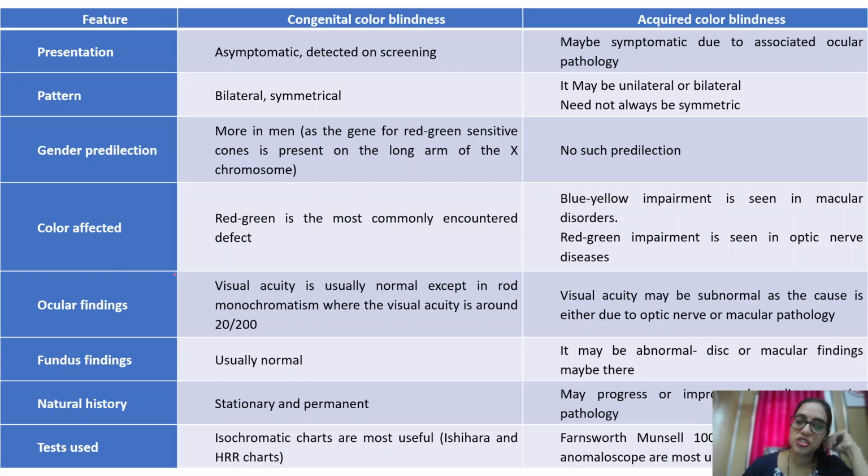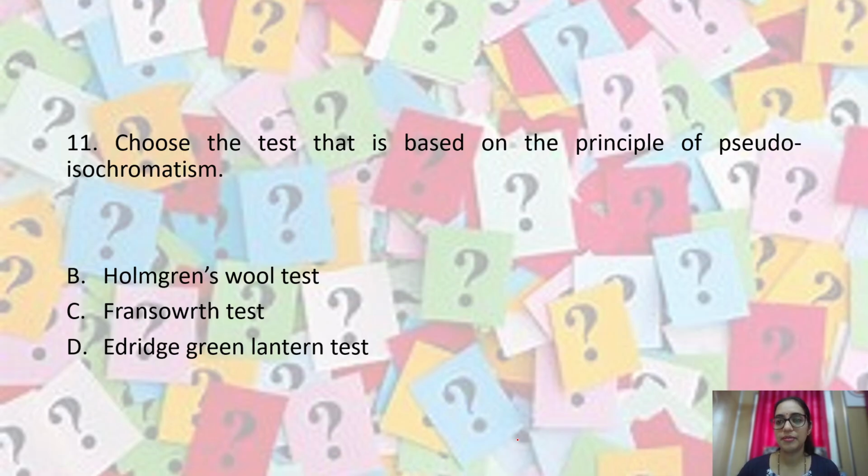Ocular findings: visual acuity is usually normal in congenital, whereas visual acuity can be subnormal in acquired color blindness because the pathology is in the macula or the optic nerve. Fundus findings are usually normal in congenital, whereas you can see some abnormal fundus findings in acquired color blindness. Natural history: congenital is a stationary and permanent condition. Acquired color blindness may progress or improve depending on what has caused it. The tests useful in congenital are the Ishihara and the HRR charts, whereas Farnsworth-Munsell and Nagel's anomaloscope are more useful in acquired color blindness.